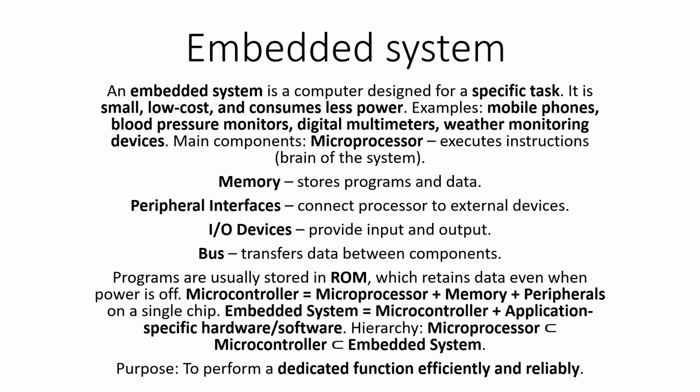The main component in an embedded system is the microprocessor. It executes instructions sequence by sequence. Memory is also a component of the embedded system, which stores programs and data. So programs and data are stored in memory.